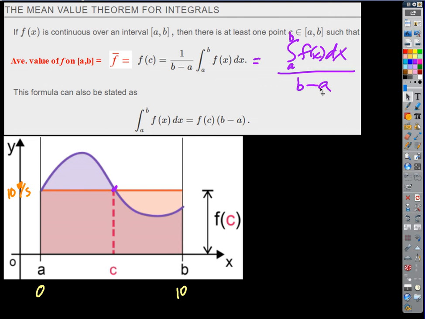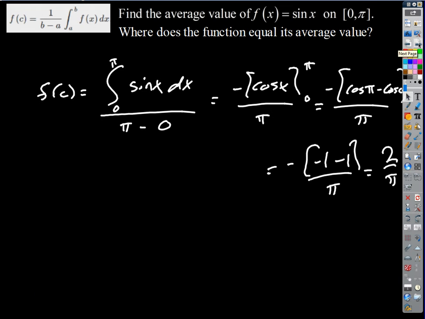We're going to answer several kinds of questions in a calculus class about this. We want to know what is the average value, and then we want to know where does the function equal its average value, which is just an algebra, pre-calc kind of question. It's not really a calculus question. So this is the one we left off on yesterday.